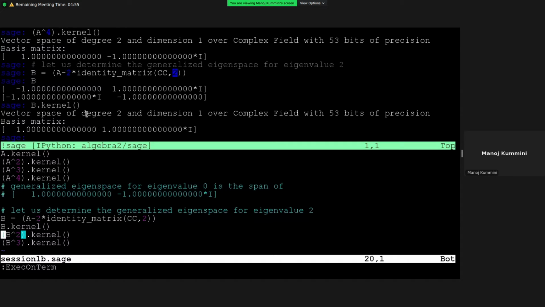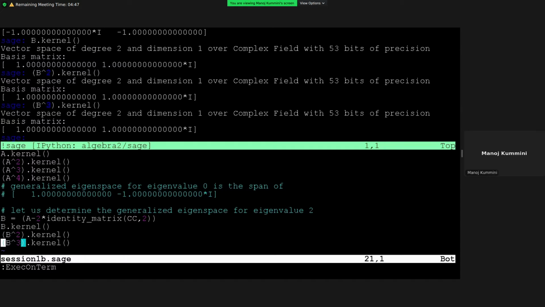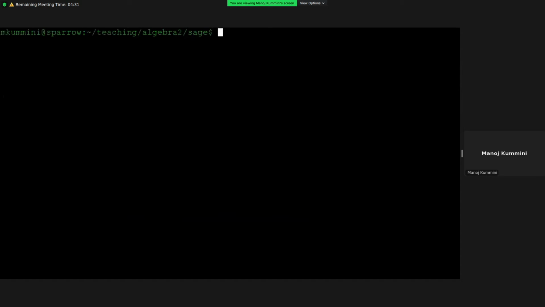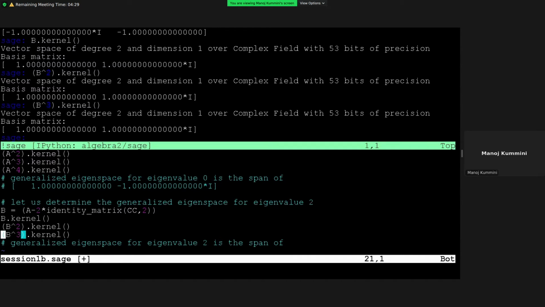It says vector space of degree 2 and dimension 1. And actually, since these are distinct eigenvalues, this is all that can happen, but let's just compute, for the heck of it. Okay, so the conclusion is that the generalized eigenspace for 2 is the span of this vector, 1, I.